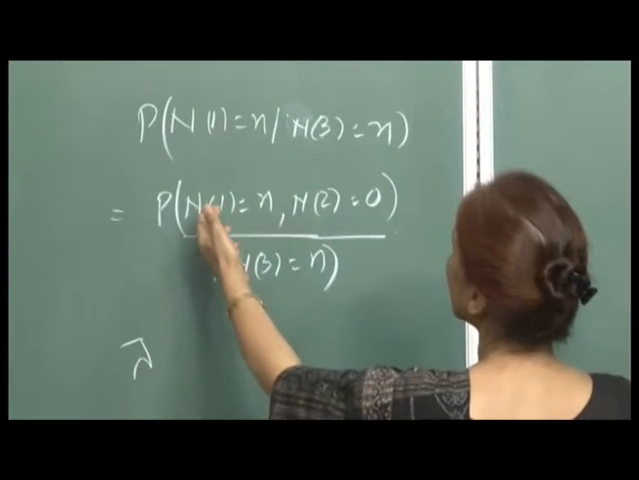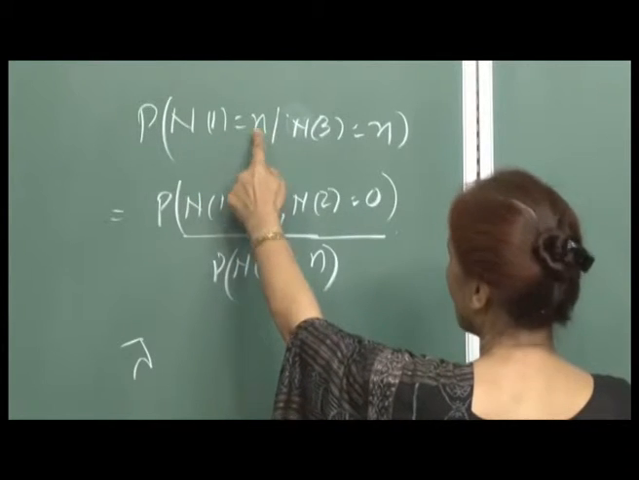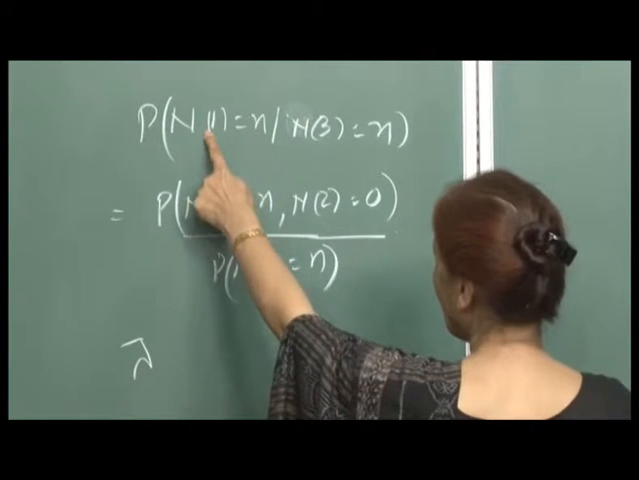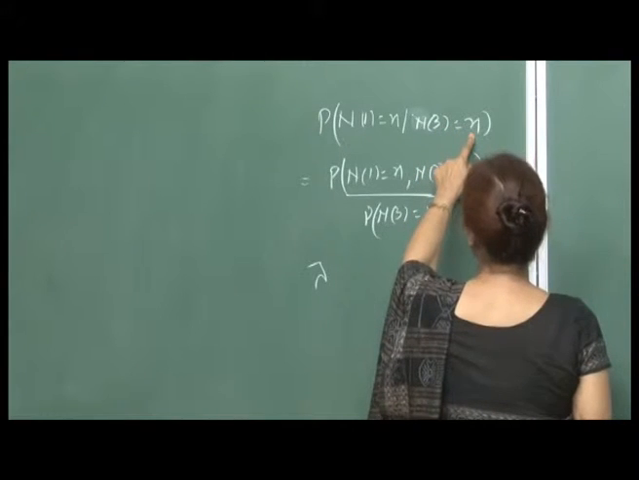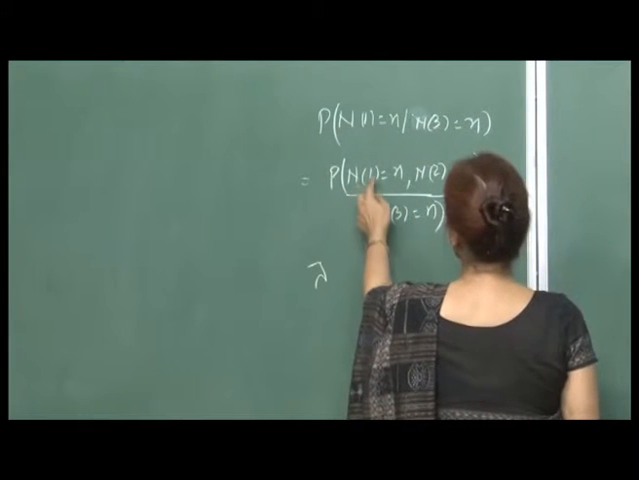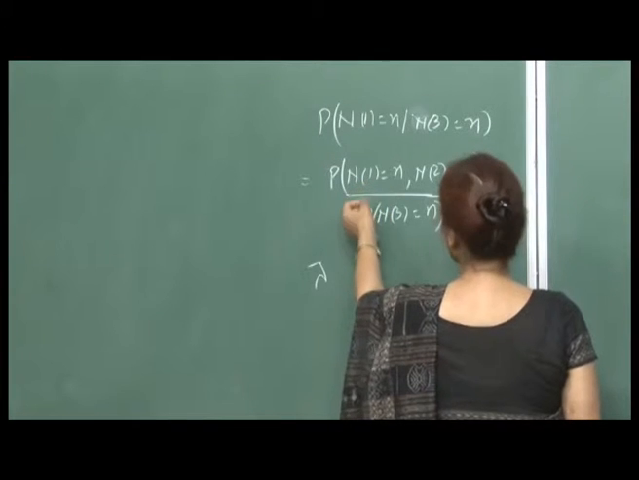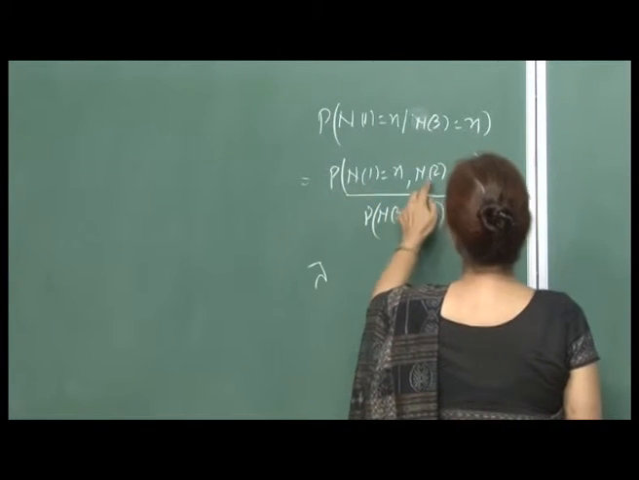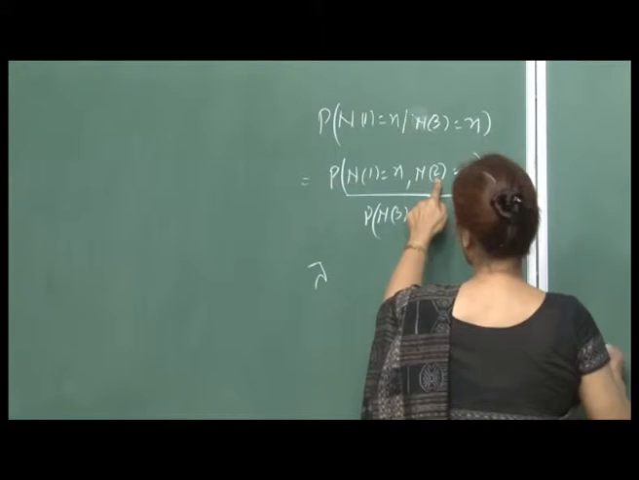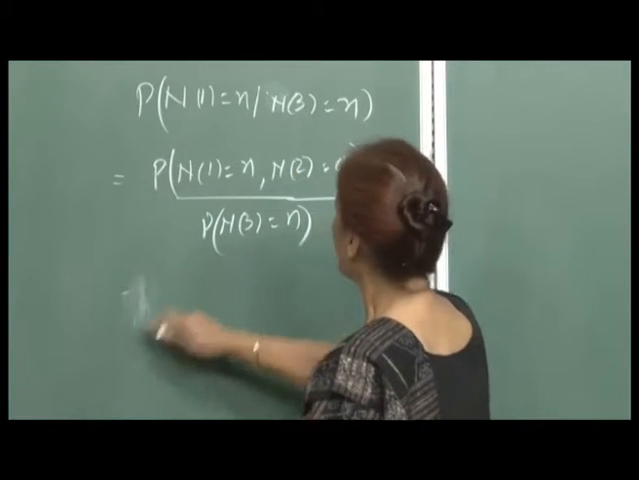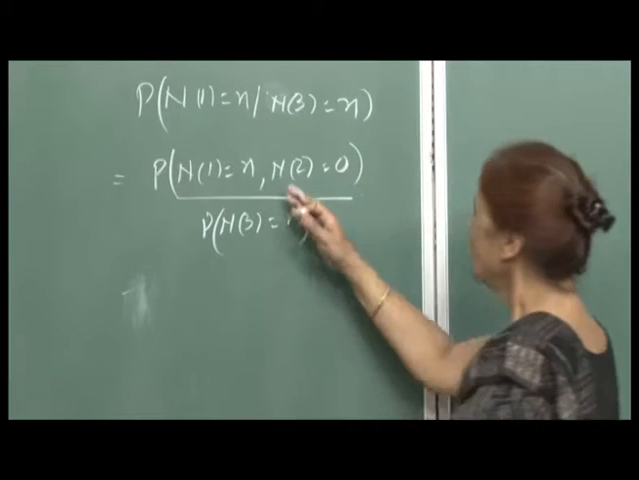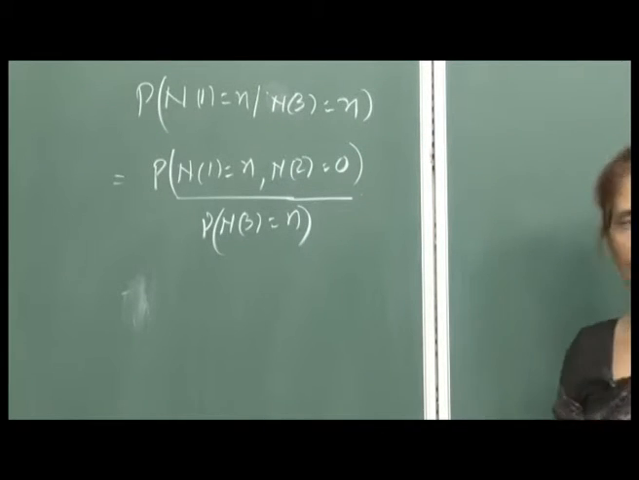N1 is the number of arrivals, equal to n in time period 1, and in time period 3 you are also given that n arrivals are there. That means all the n arrivals have taken place between 0 and 1, and there are no arrivals in the 2 units of time after that. Now, if you write out these probabilities, you see that the answer will be independent of lambda, and again I want you to work out the details.